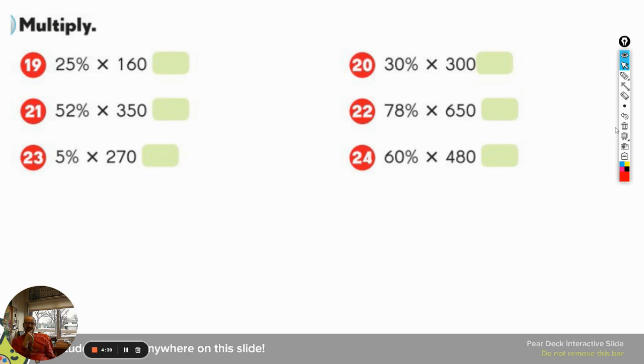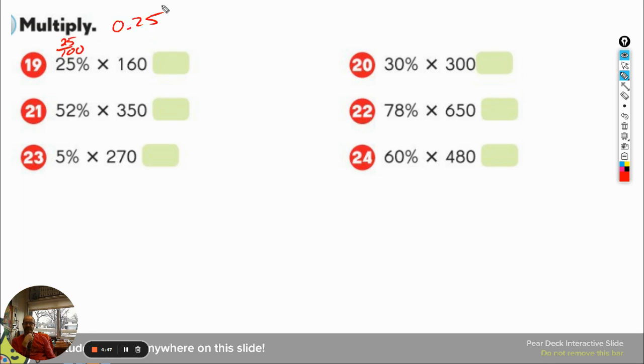Okay, multiply all of these. Different ways you can do it. Just remember, you could do the 25 100ths times 160, or you could do 25 100ths by 160, and so on and so forth. Or you can do some of these in your brain. Pause me, and I'm going to do a couple of these in my brain, okay? In 5 seconds, then you can resume after you're done.